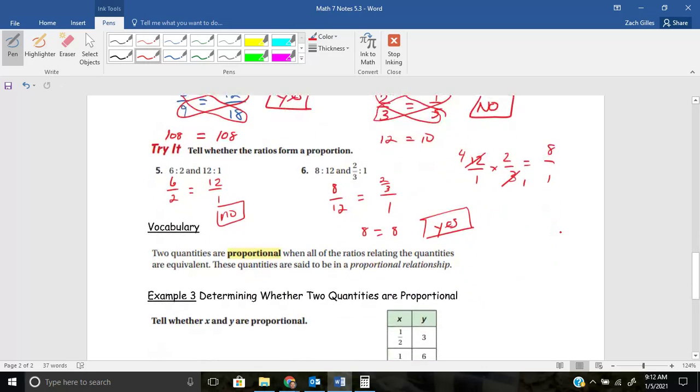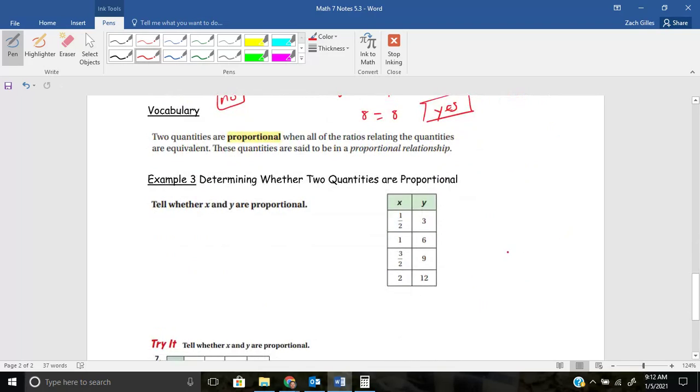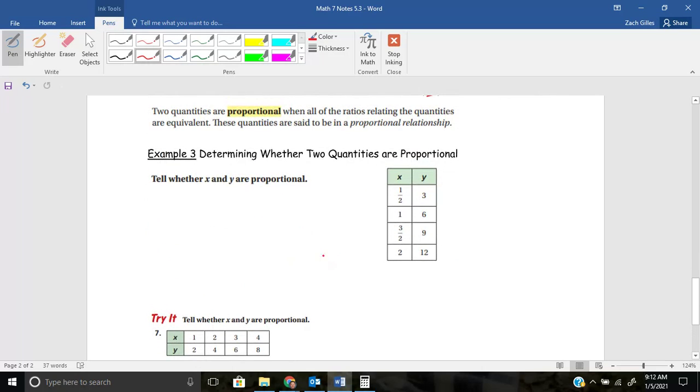Let me know if you have questions on either of those two. And then we'll finish with another example and a try it. Very similar, except now we're just looking at a table.